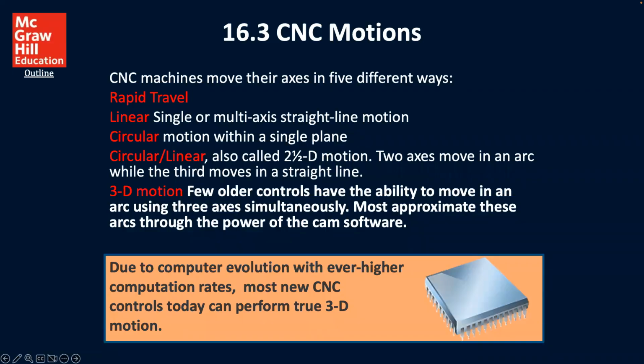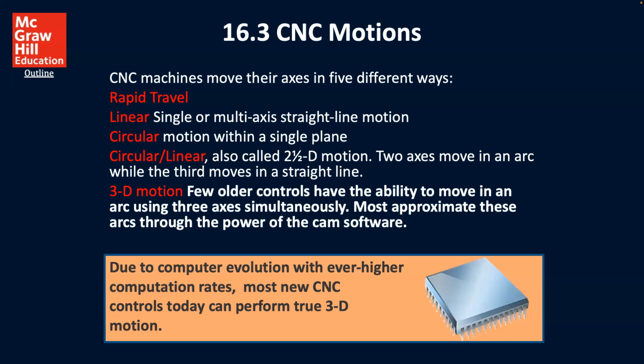Okay, we're continuing our exploration of this first chapter for our course, thinking in terms of CNC coordinates, and now we're going to be thinking about CNC motions with 16.3. CNC machines move their axis in 5 different ways: rapid travel, linear, circular, circular/linear, and 3D motion. And so all of these are the kind of things that we would need to make sure that we clearly understand, so when we go about programming them, we'll be able to do that.